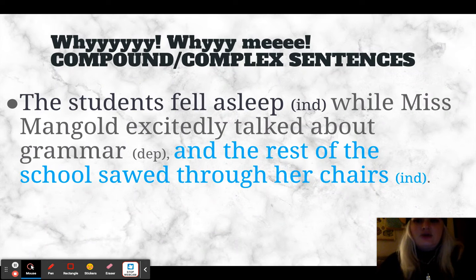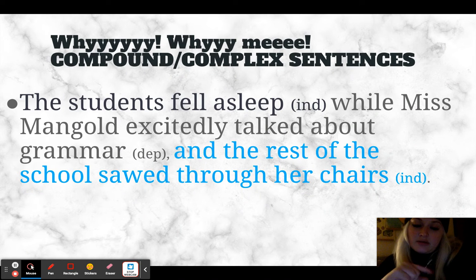Okay, so here's an example. The students fell asleep while Miss Mangold excitedly talked about grammar, and the rest of the school sawed through her chairs. All right, we have the students fell asleep. We got our subject and our verb. Okay, while Miss Mangold excitedly talked about grammar. That's your dependent clause. It cannot stand on its own. That "while" is the little trigger. And the rest of the school sawed through her chairs, which we know happens sometimes, okay?